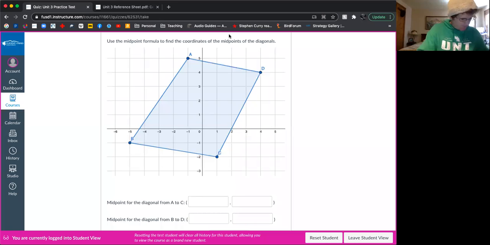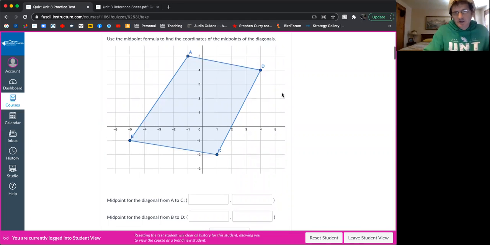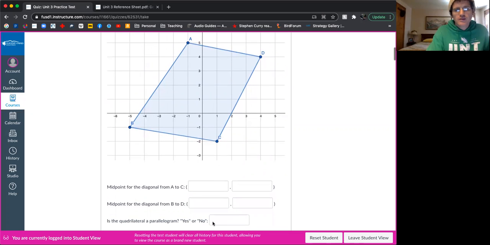Okay. So if we look at this problem, it's saying use the midpoint formula to find the coordinates of the midpoints of the diagonals. And I'll just scroll down enough so we can see what all the answer blanks look like. These are blanks that you're going to need to put in your answers for. So I'll just do one of these real quick. And notice that it says midpoint for the diagonal from A to C. So make sure you're reading this. This is going to be this diagonal right here.